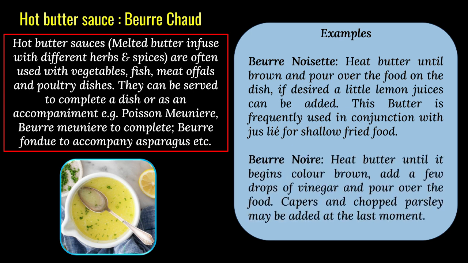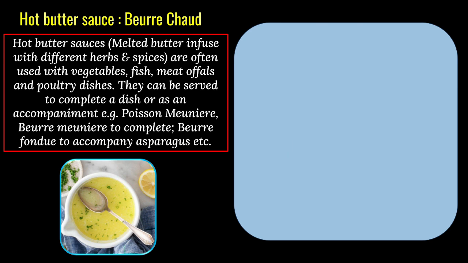Beurre noir, heat butter until it begins to color brown, add a few drops of vinegar and pour over the food. Noir means black, so it will be deep brown color. Capers and chopped parsley may be added at the last moment. So beurre noir is another one, the classical example.